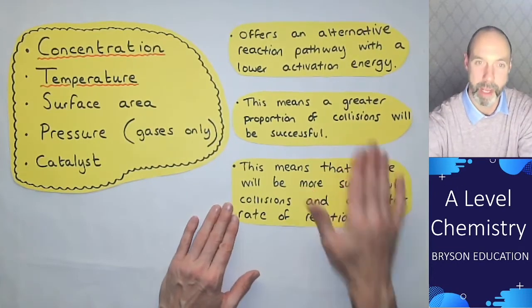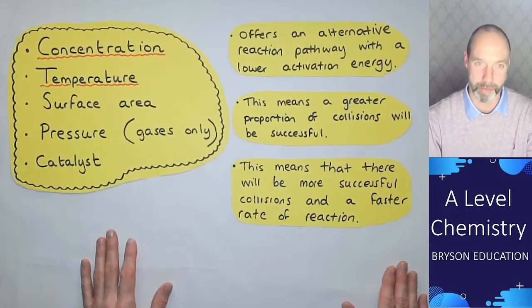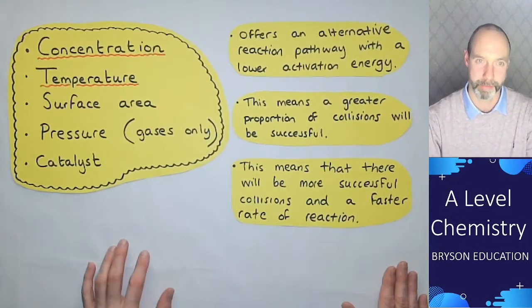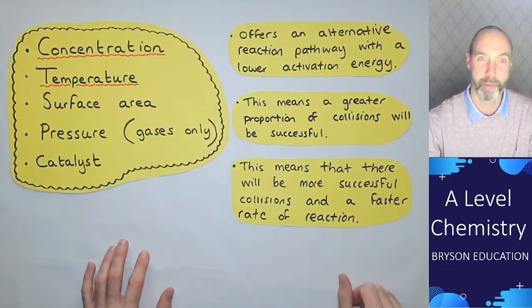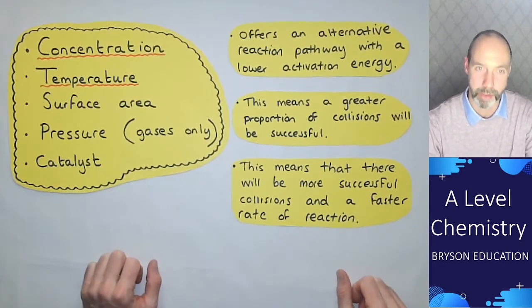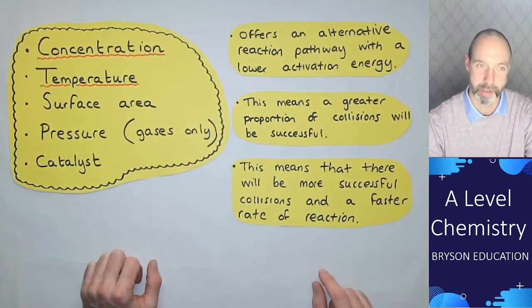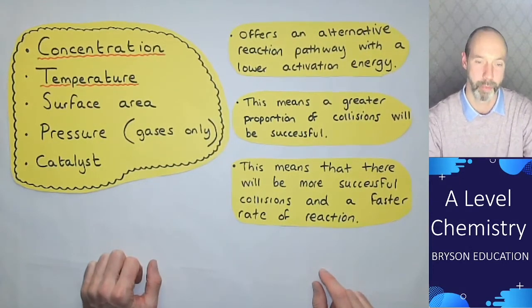So it increases the proportion of collisions. You may recall in year one that you looked at the Maxwell-Boltzmann distribution on this, and you could explain it using a graph. So it offers an alternative reaction pathway with a lower activation energy, therefore a greater proportion of collisions will be successful. This means that there will be more successful collisions and a faster rate of reaction.